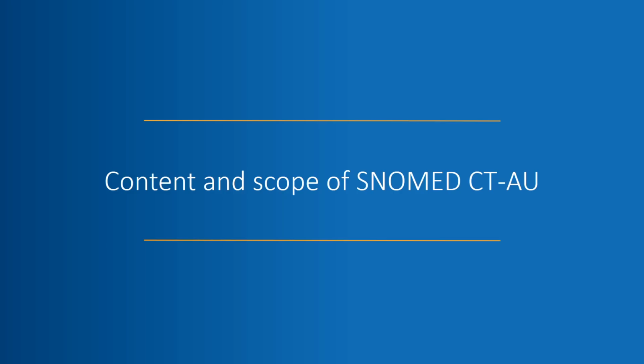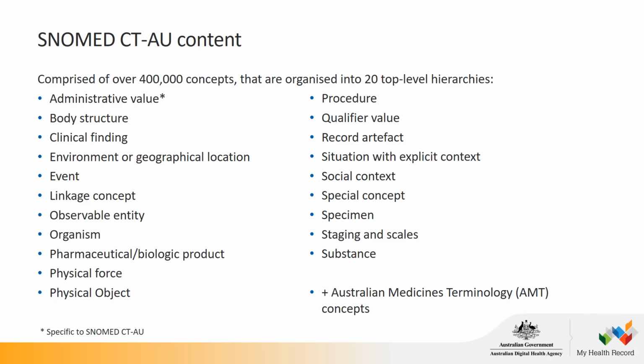Now we will have a brief overview of the content and scope of SNOMED CT-AU. SNOMED CT-AU has currently over 400,000 concepts that are organized into 20 top-level hierarchies. These include body structure, clinical finding, procedure, substance, and so on. It also contains one hierarchy that is specific to the Australian extension called administrative value, and also the Australian Medicines Terminology, AMT, which describes commonly used medicines in Australia and supports electronic medication management. The next few slides show some of the content of the most used hierarchies in SNOMED CT, with screenshots taken from the Shrimp Terminology Browser hierarchy view.